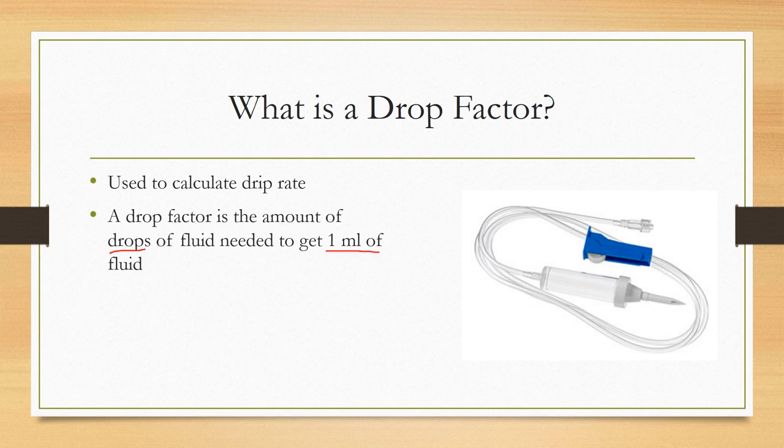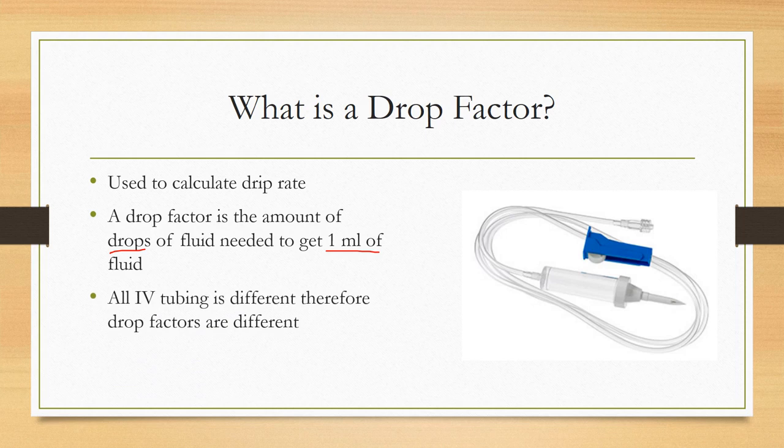So different IV tubing has different diameters of tubing, so the drops are going to be different sizes. So you're going to need different amounts of drops in order to add up to 1 milliliter. So thicker IV tubing is going to need less drops because the drops are going to be bigger, and more narrow tubing is going to need more drops because the drops are going to be much smaller.